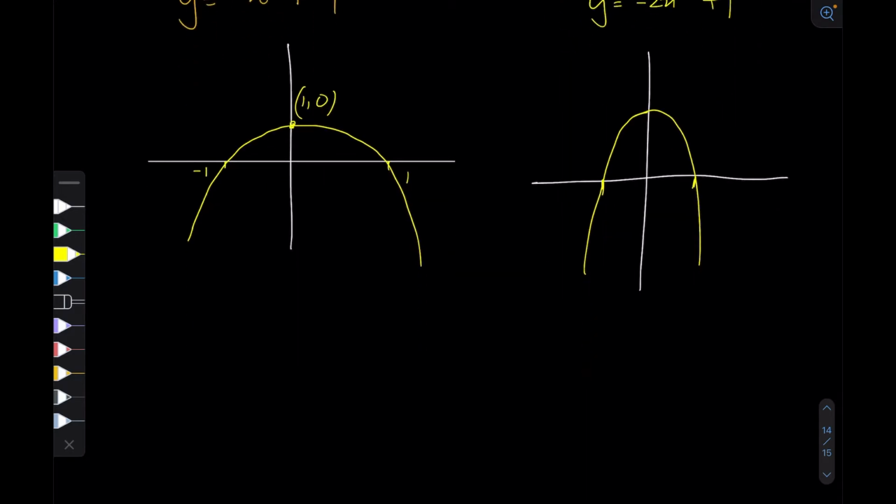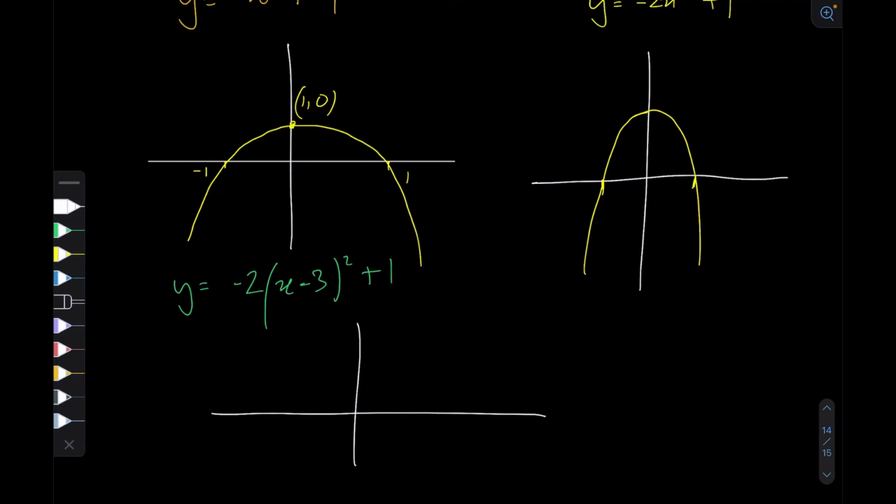Alright, now let's take the same thing, and instead of x I do x minus 3. What this will do is shift the whole curve 3 units to the right, and so my curve will look something like this. This is 3 comma 1.